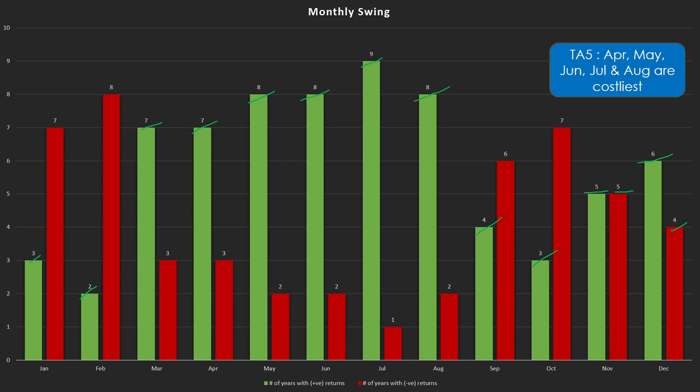So what is the takeaway from this graph? The takeaway is that April, May, June, July, and August are the strongest months. These are the months in which this sector shines historically. The graphs are in front of you. You can check the graphs again and you can draw your own conclusion. Do not take my word for it. It is very easy now to draw the conclusion based on these graphs.